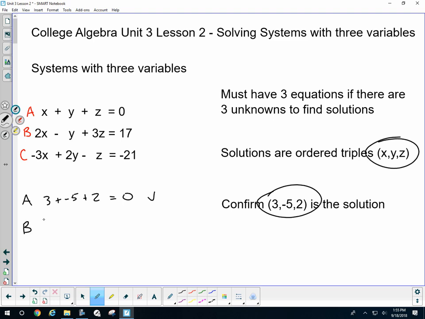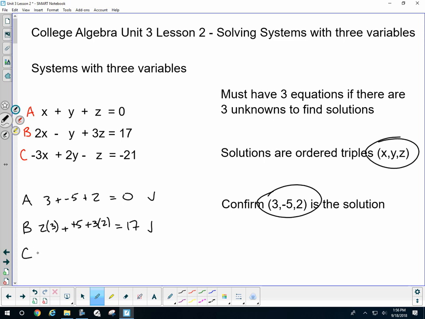In equation B, I have 2 times 3 minus -5 plus 3 times 2. I need to see, does that equal 17? Well, this is 6. This is plus a positive, so 6 plus 5 is 11. Plus 3 times 2, which is 6. Does that equal 17? Yes, it does.